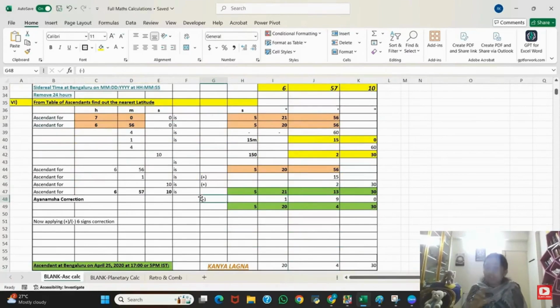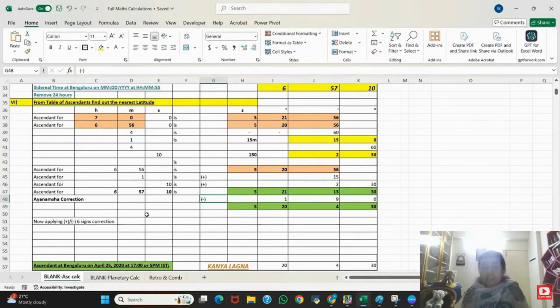Because we don't use ayana. That's why ours is a nirayana and the western method is a sayana. We had used the same sidereal nirayana method only till here, but it hadn't got the ayanamsha deducted. That's the reason it was like a tropical time. It is not completely tropical time also. It was kind of a tropical time because ayanamsha was not deducted.